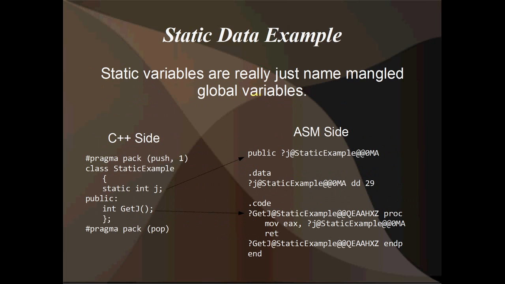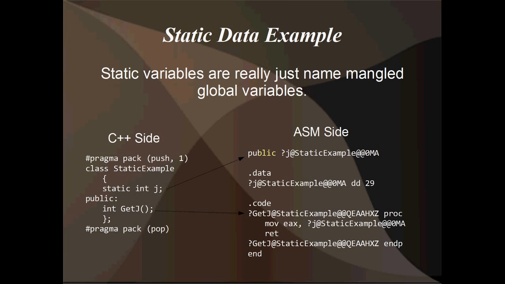Okay, static variables. Here's just an example of the static variable. So we've got pragma pack push 1, set up the data packing, even though in this example it doesn't actually matter. And my class called StaticExample has one static integer called j, and I've just got one little function called getJ. And over here in the assembly we can see one really important thing is that you've got to mark at the top of your assembly file the mangled name, that's J right here, that's the mangled name of J.